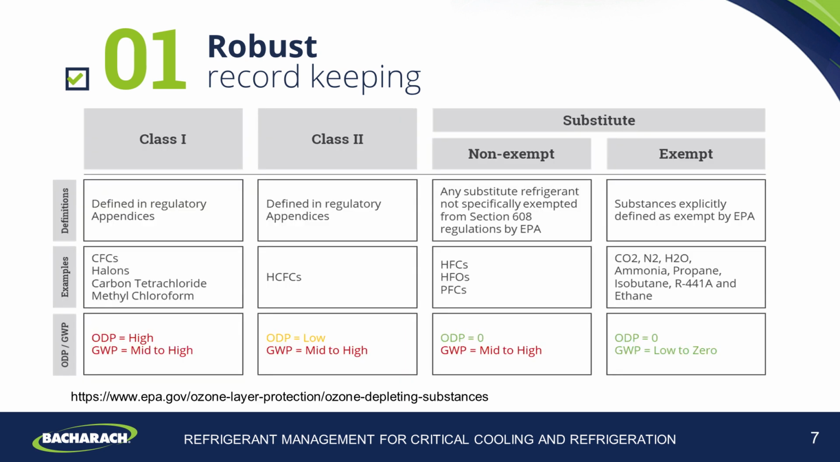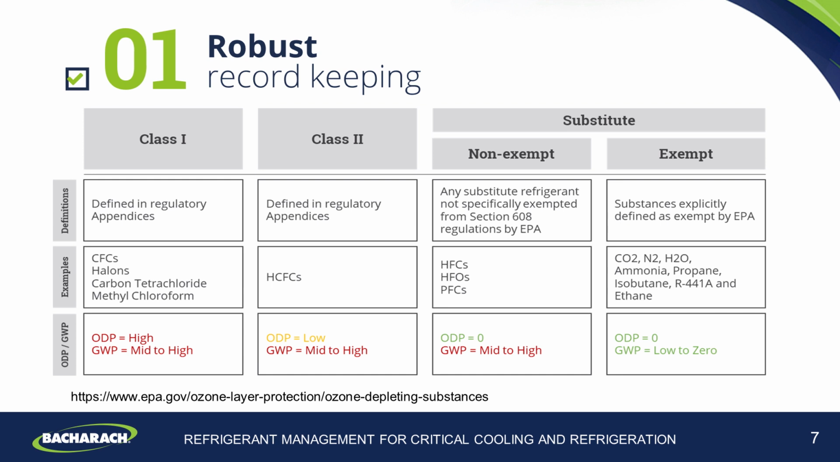And just to clarify which refrigerants are covered by this, as I mentioned before, it's Class 1, Class 2, and the non-exempt substitutes. Class 1 are the very high ozone-depleting refrigerants, like the CFCs. Class 2 are the still relatively high global warming potential, but also with ozone depletion potential refrigerants, like the HCFCs, for instance, R22. And then the non-exempt substitutes would be your HFCs and HFOs, which have no ozone depletion potential, but have mid to high global warming potential.